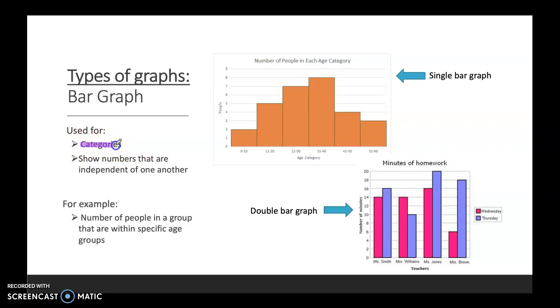What matters is that a bar graph is used when you're looking at categories. So in this case, the category is the age of the people. In this second graph here, the category is which teacher you're looking at. So when you're categorizing something, then you're going to use a bar graph. The amount of homework that this teacher gives in no way affects this teacher, so that's why we can use the bar graph. They're independent values.